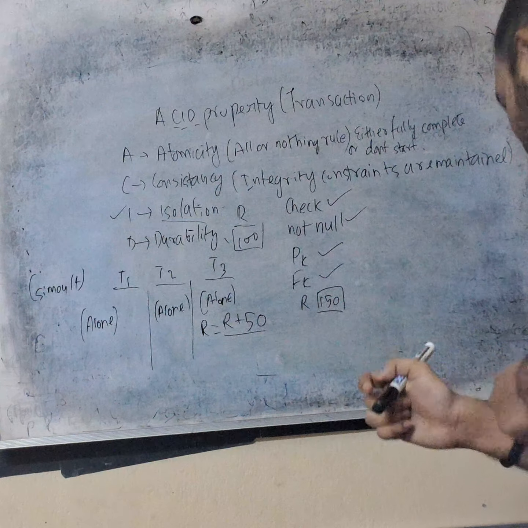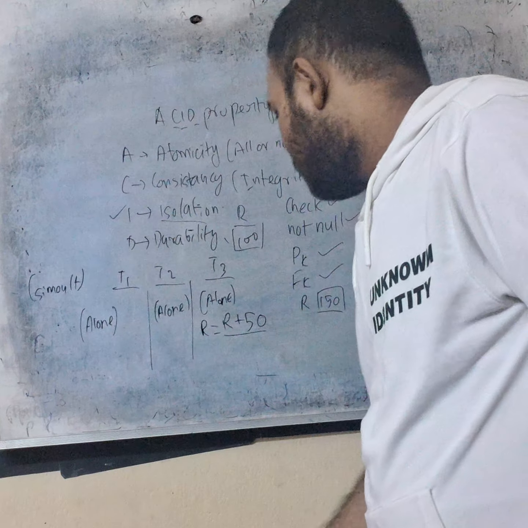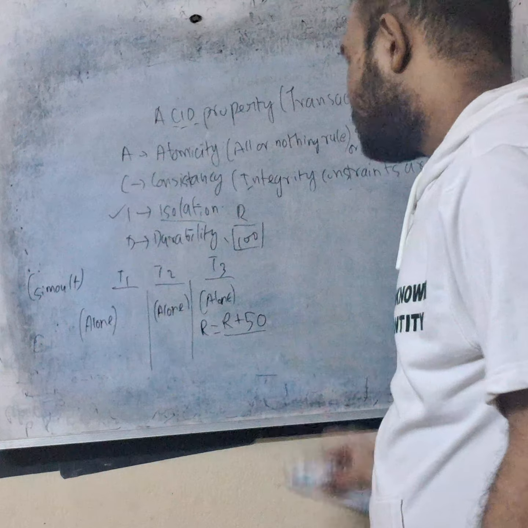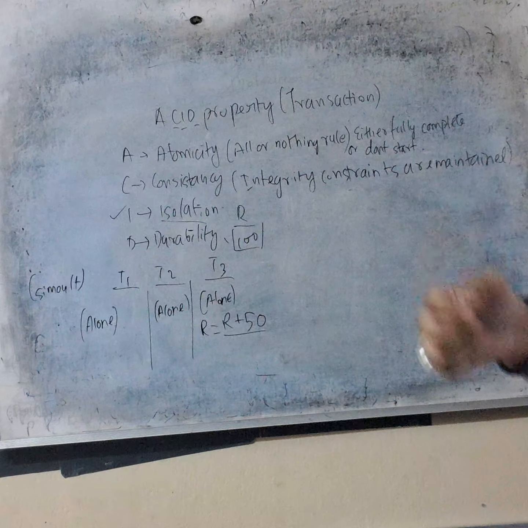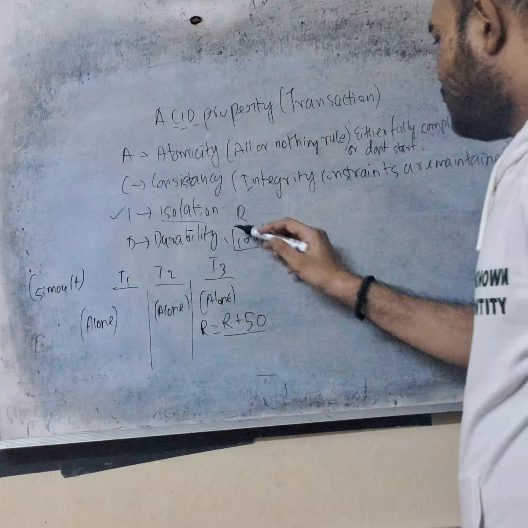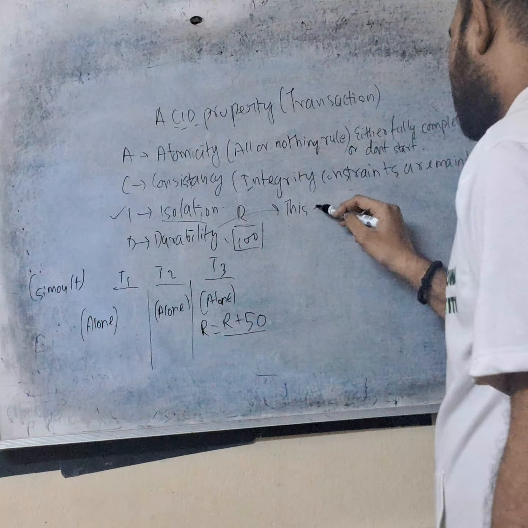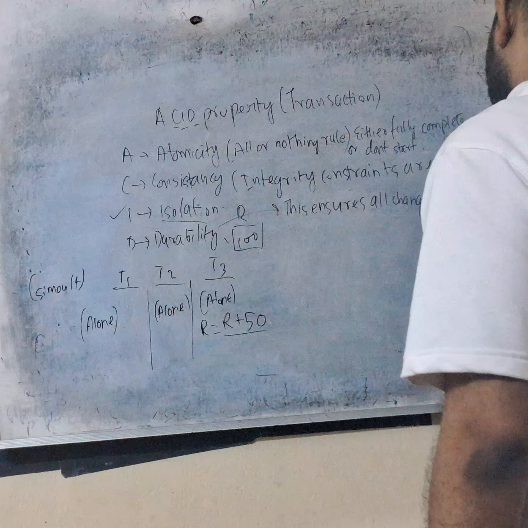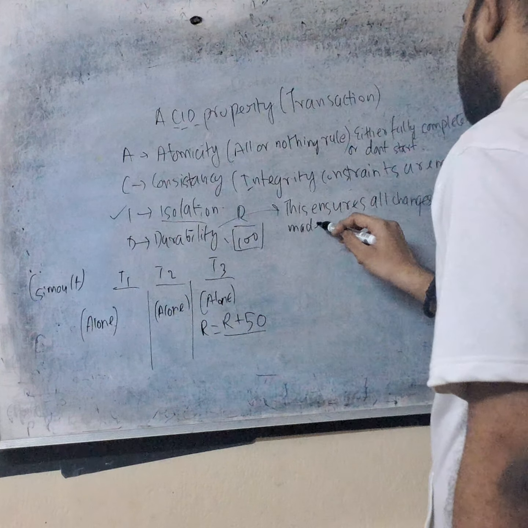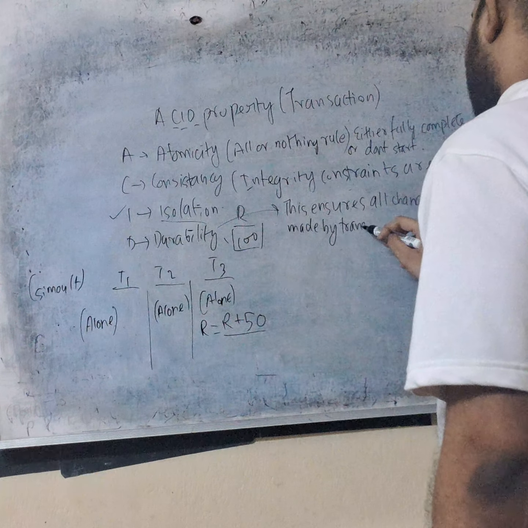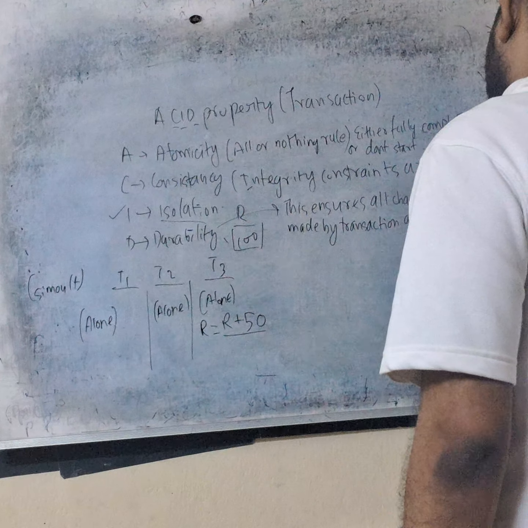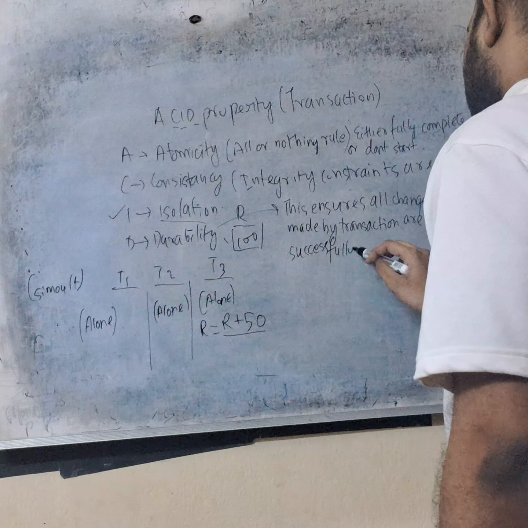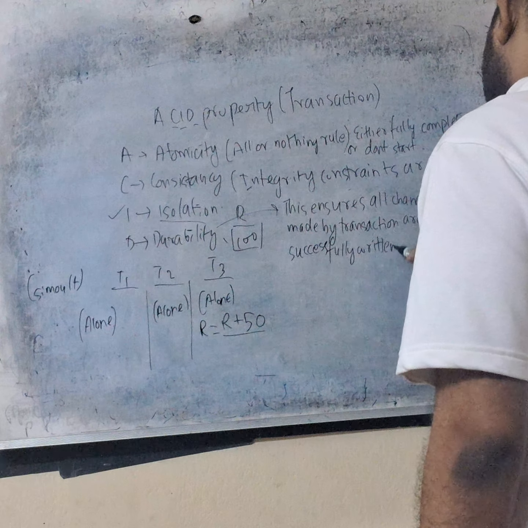Next is durability. What does the durability property ensure? This durability property ensures that all the changes made by the transactions are successfully written to the disk.